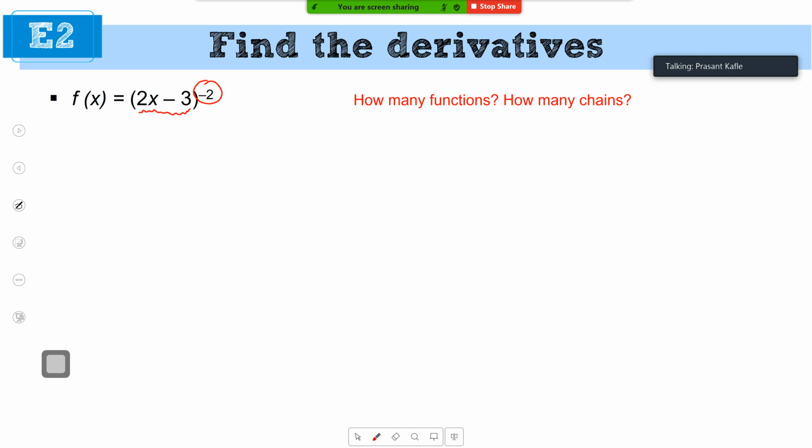2x minus 3. No, that's on the inside. We want the one on the outside. You had a 50-50 shot. It's okay. Thanks for the help. Oh, you mean like literally? Okay, yeah. Yeah, literally on the outside.